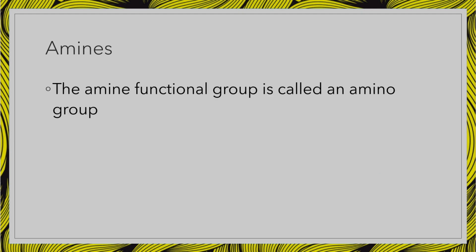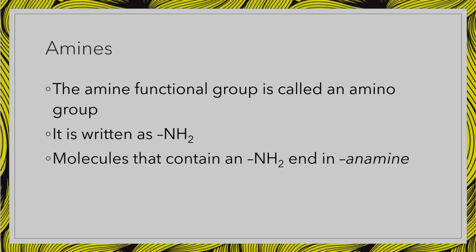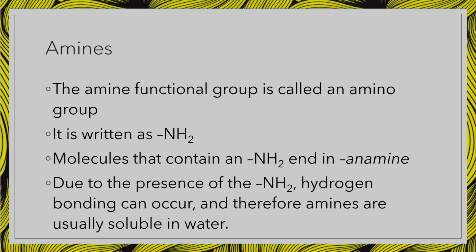Amines. Now, the amine functional group is called an amino group. It's written as an NH2, very similar to OH with a few slightly different chemical properties. Molecules that contain that NH2 end in amine. And due to the presence of the NH2, hydrogen bonding can occur. Therefore, amines are usually soluble in water.